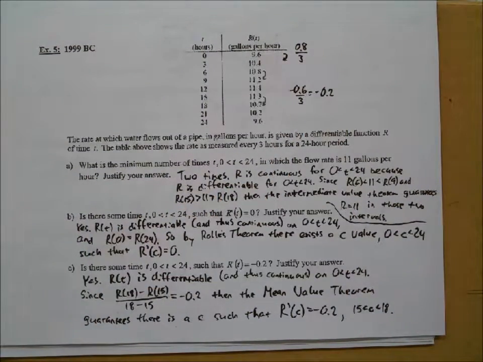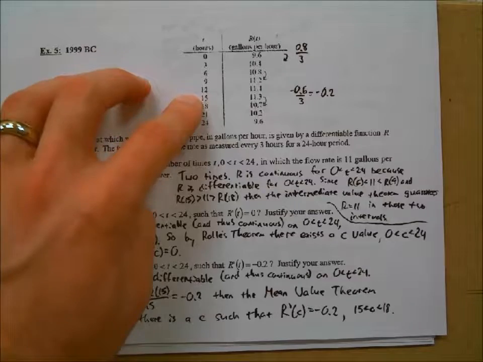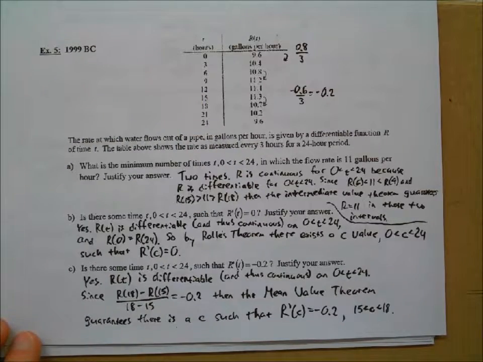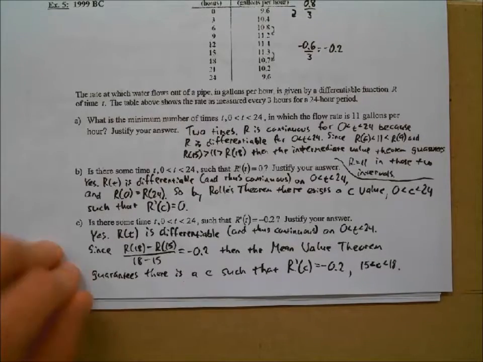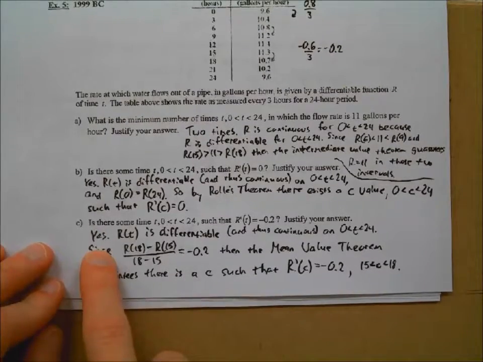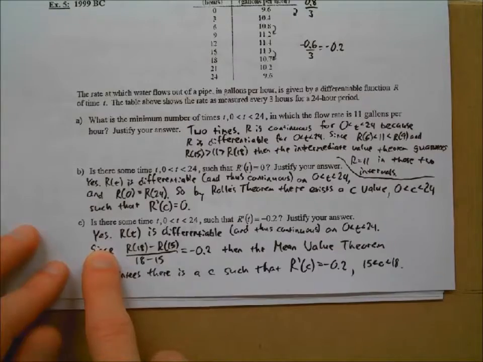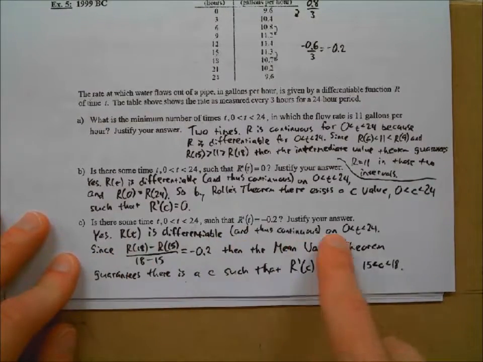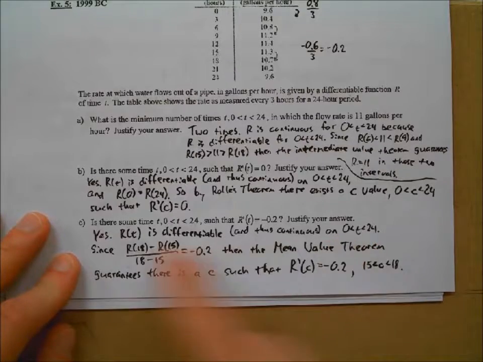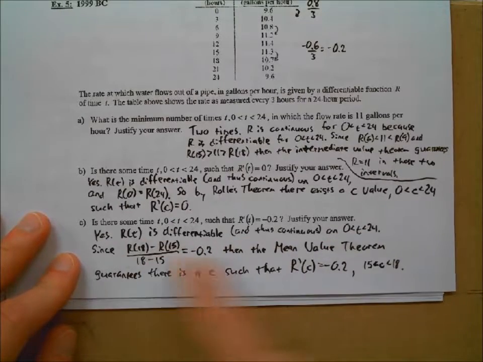So by the mean value theorem then, we are guaranteed that there is a c value between 15 and 18 such that r prime of c is that negative 0.2 that we're shooting for. And that's how we can answer that question. So again, how do we answer it fully? Yes, answer the question, and then justify. R of t is differentiable and thus continuous on 0 to 24. Again, that's the prerequisite for the mean value theorem, or the conditions to use the mean value theorem.